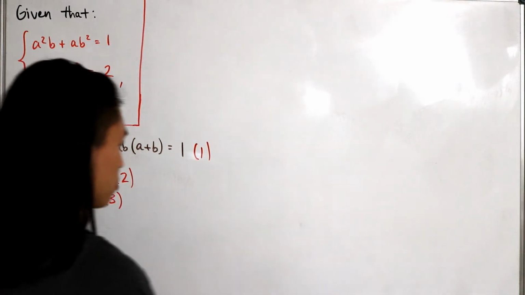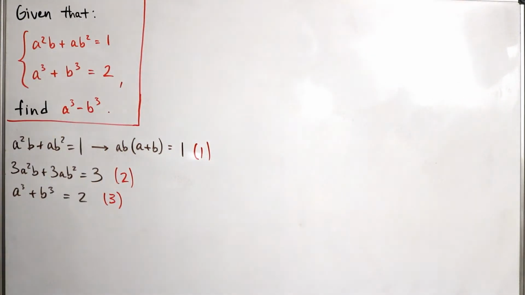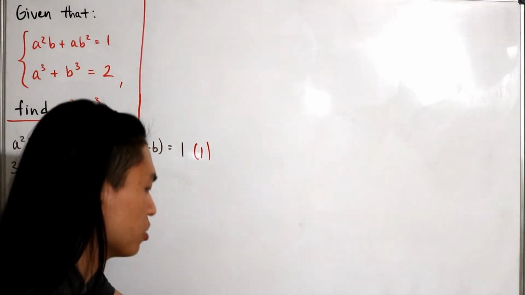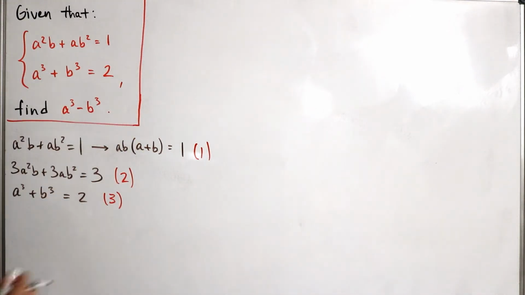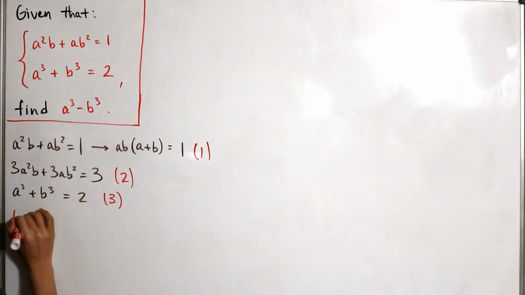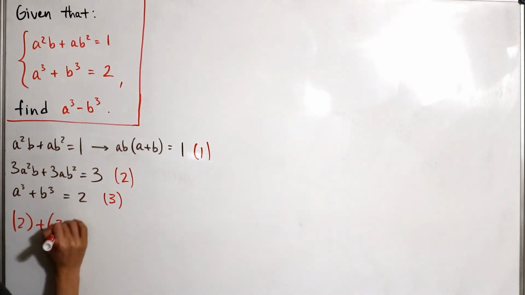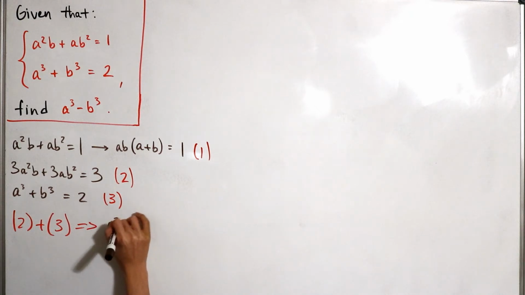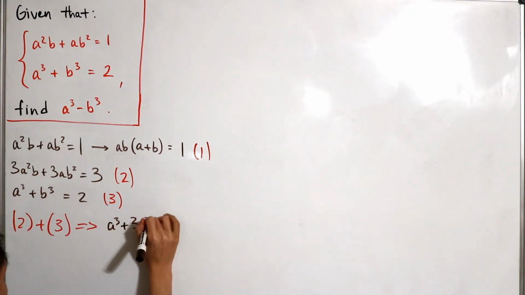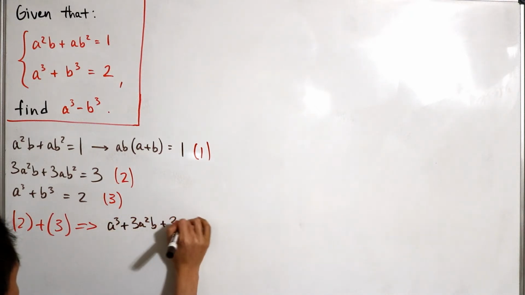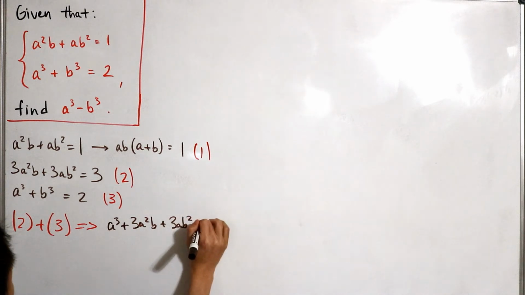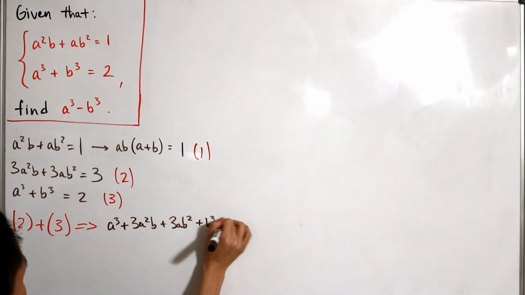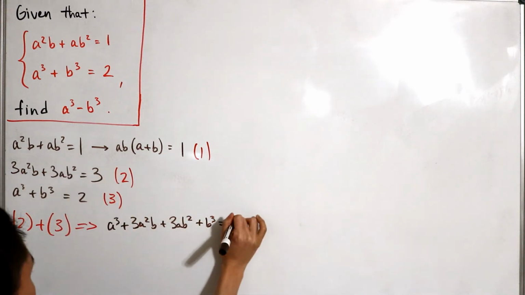Now, to further establish what we want to do, let's add equations 2 and 3. By adding these two equations together, we get a cubed plus 3a squared b plus 3a times b squared plus b cubed, and this is equal to 3 plus 2, so that's 5.